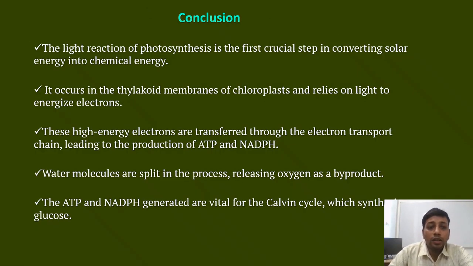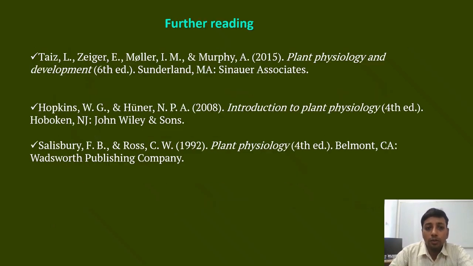In conclusion, the light reaction of photosynthesis is the first crucial step in converting solar energy into chemical energy. It occurs in the thylakoid membrane of the chloroplast and relies on light to energize electrons. These high energy electrons are transferred through the electron transport chain, leading to the production of ATP and NADPH. Water molecules are split in the process, releasing oxygen as a byproduct. The ATP and NADPH generated are vital for the Calvin cycle, which synthesizes glucose.